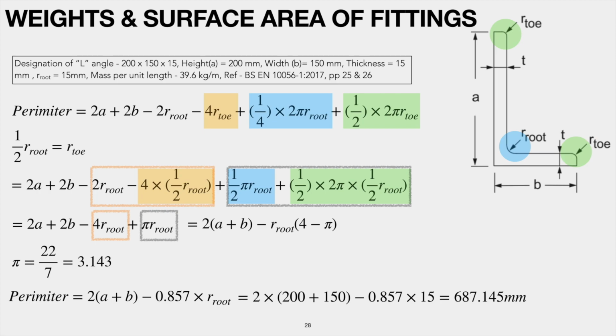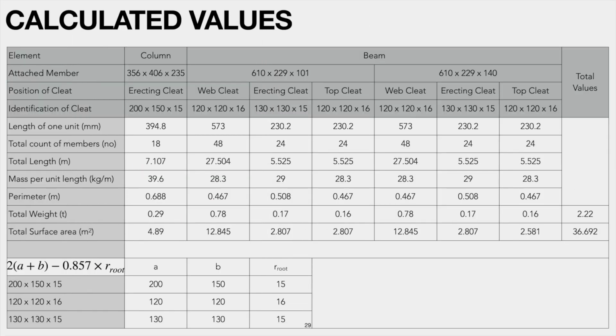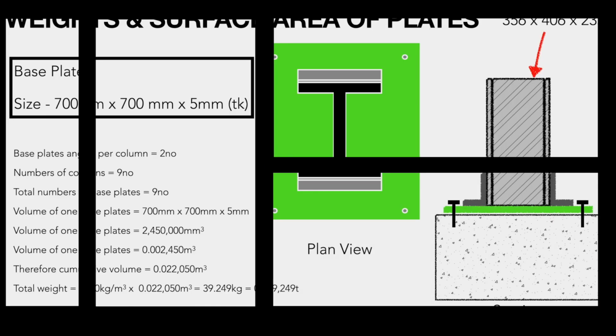0.5 times R root equals R toe, and pi equals 3.143. These are the additional details taken into account in order to derive a more simplified formula. Now you can see the calculated weights and surface areas of all fittings in relation to this building.